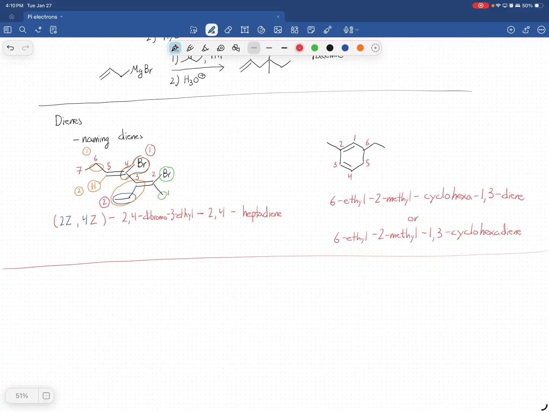All right. I think most of the arrows are back. So let's just continue where we left off. Conjugated dienes.